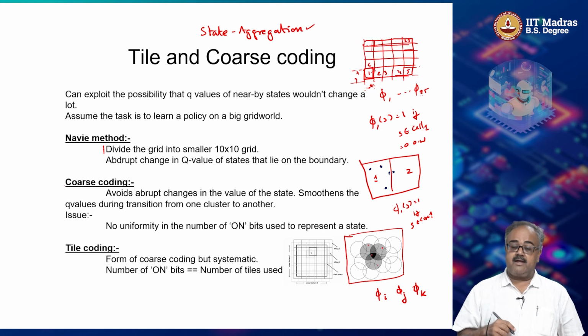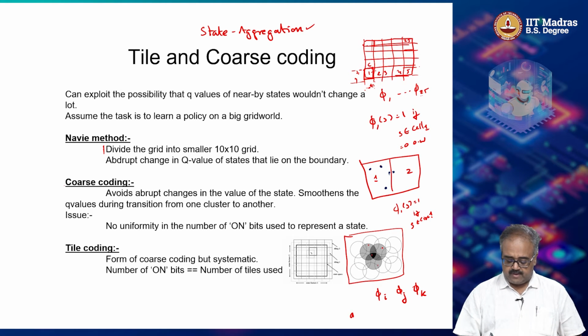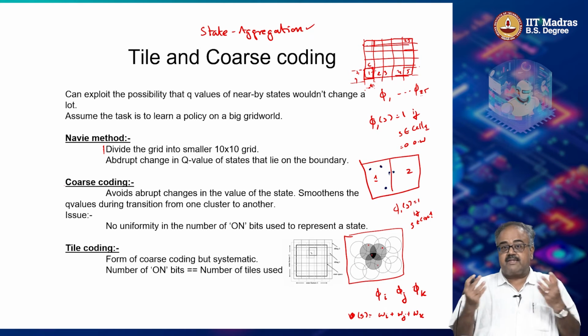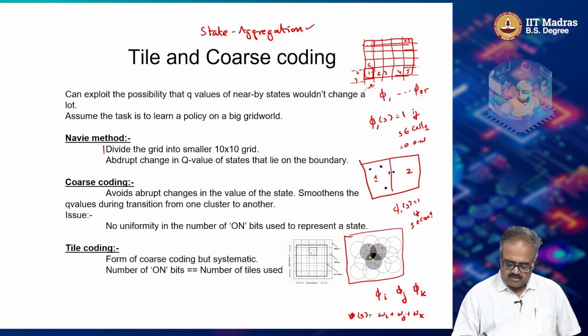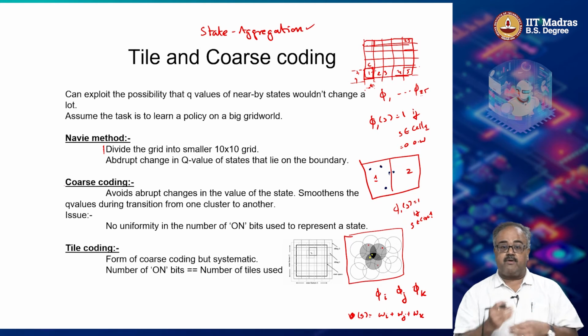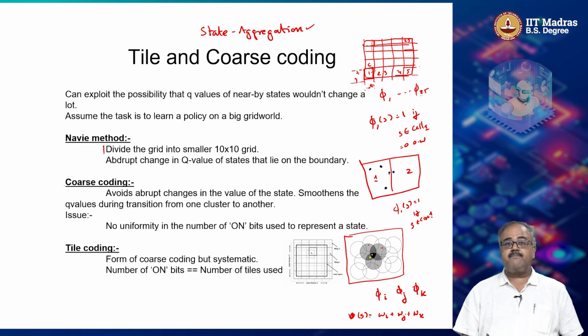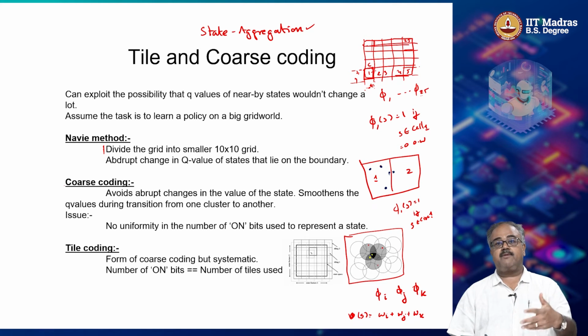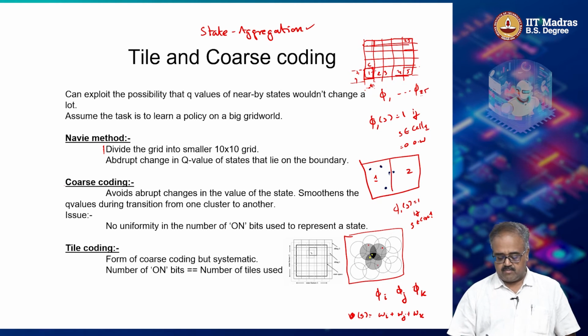So now what will happen? My value, let us say my v of S, will be wi plus wj plus wk. It will be the sum of 3 things. When you move from here to here, there is no abrupt change even though I have crossed a boundary. In this particular case it will be the sum of wi and wj, in this case the sum of wi, wj, wk. So the kth circle is getting added to the features.